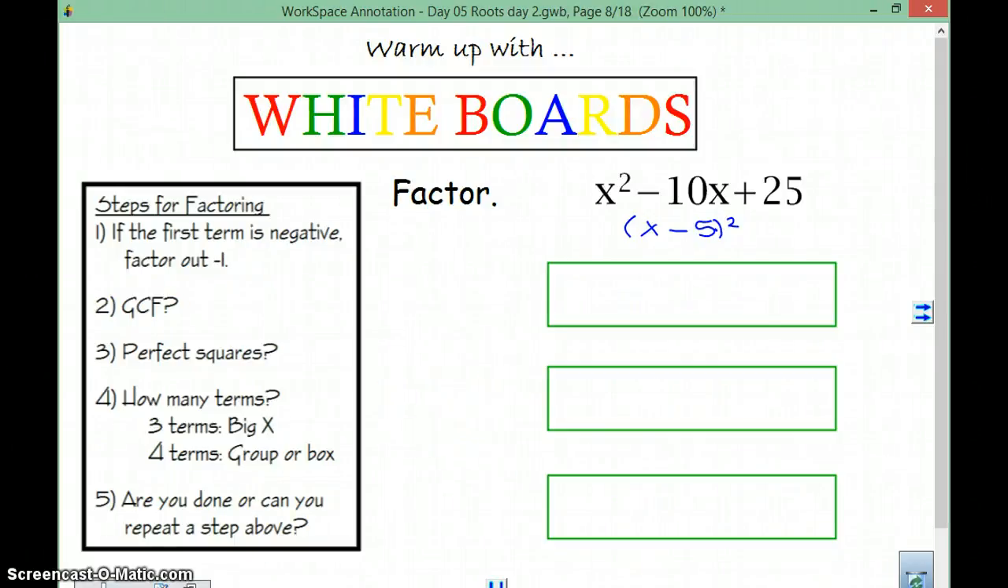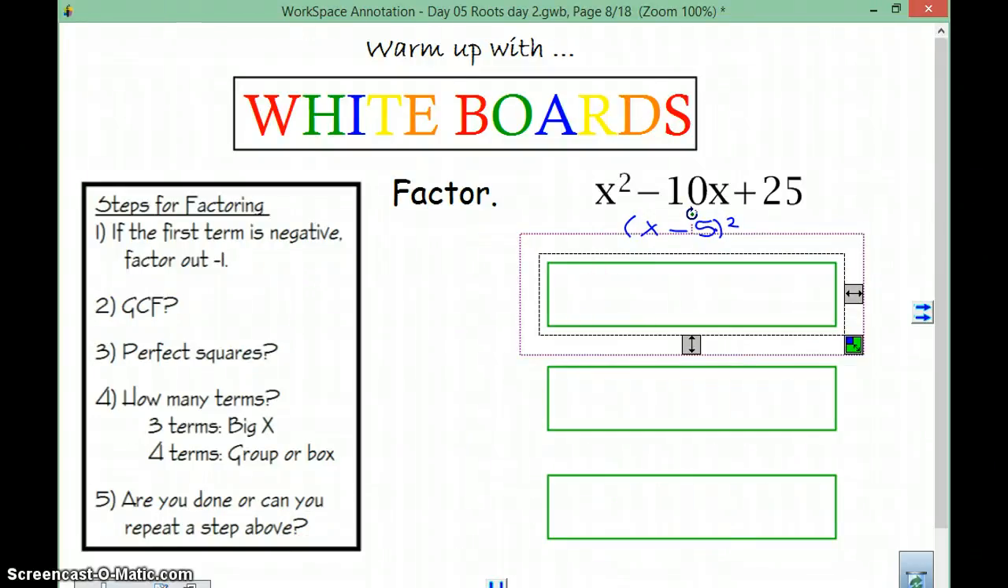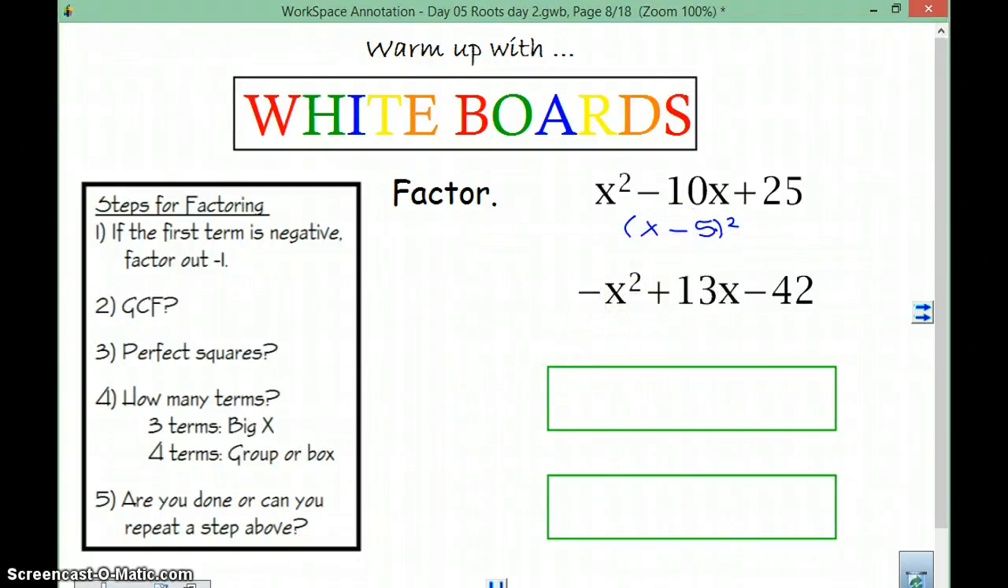All right, let's try this one. How do you factor that? First, notice this is negative. Think of that as negative 1 times x. So take that out as a GCF. First step is going to be negative 1 times x squared minus 13x plus 42.